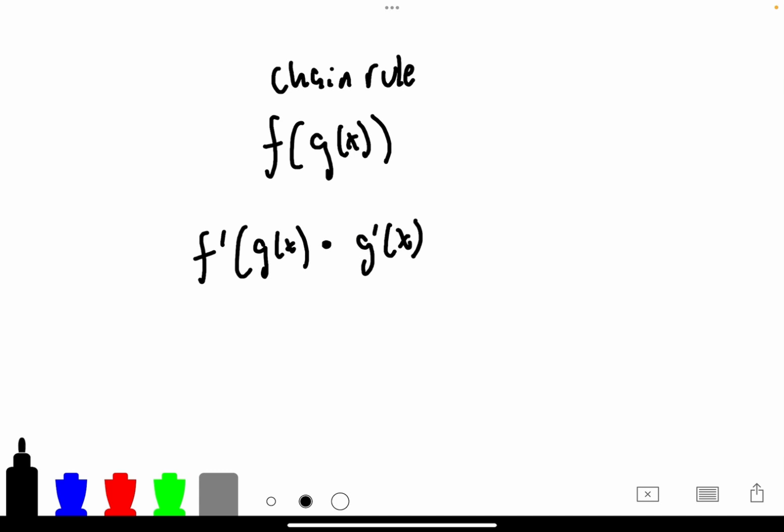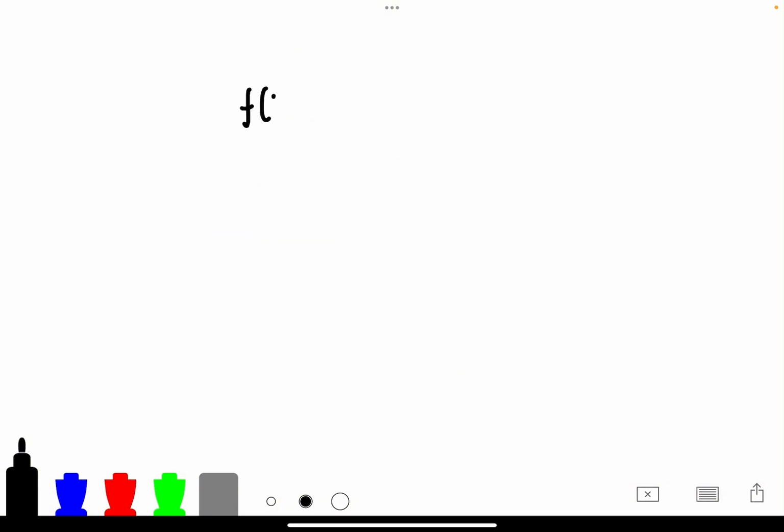So let's start with an example. f of x is equal to 2x to the third plus 5x, all to the fourth. How would I find the derivative of this function? f prime of x would be equal to, so being given this expression, we see that there is an inside function as well as an outside function, and we know that we need to find the derivative of the outside function first.